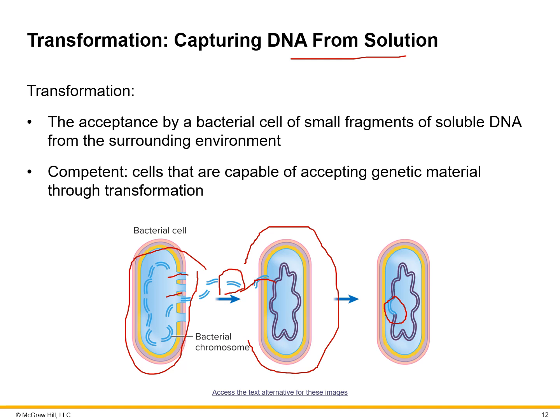But now this bacterial cell is recombinant. It has a new gene that it didn't get from its parents. It was able to take it up from the environment. And those cells that can do that are called competent cells. So again, not all cells can do that. In order to do that, they have to have their own genetic makeup that allows them to take in that DNA.